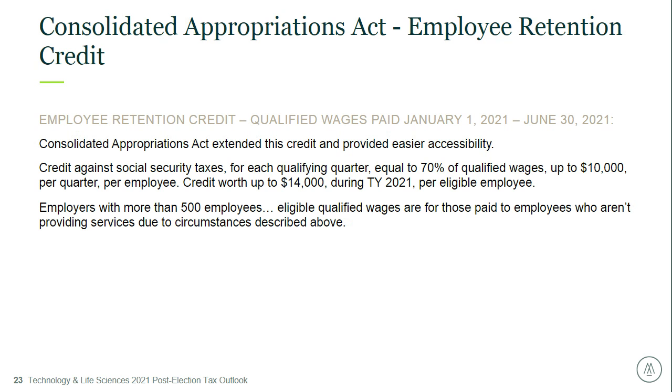So the credit's just got a greater value for this second tranche, and it also increased the employee limitation. Now if you've got employees of less than 500, your eligible qualified wages are for those paid to employees who are or aren't providing services. So I think this really also expanded the accessibility of the credit.